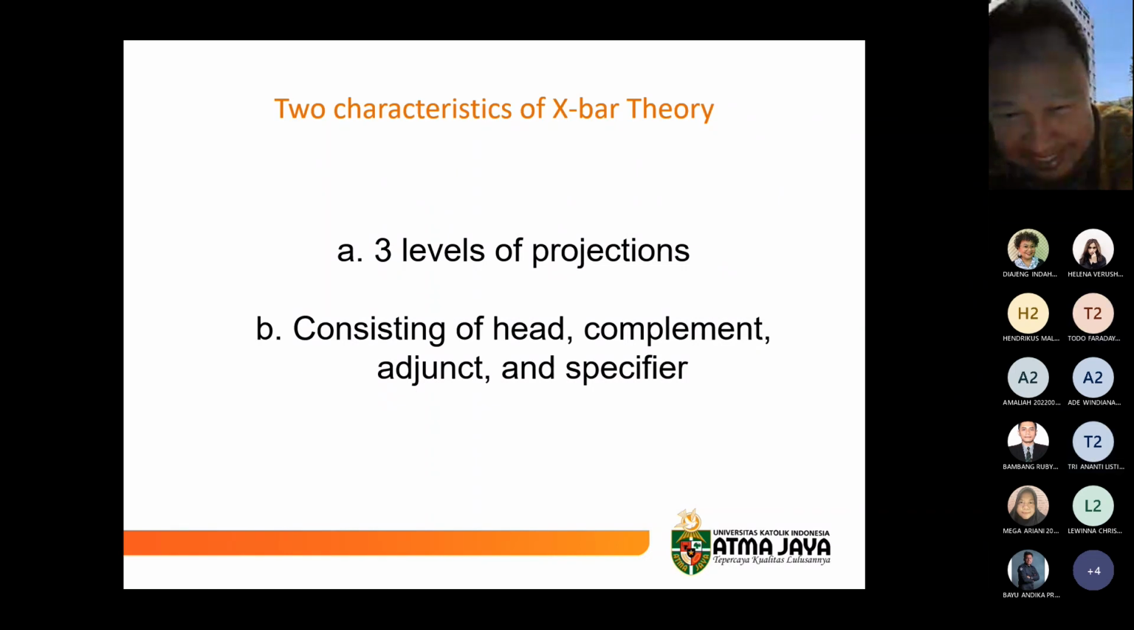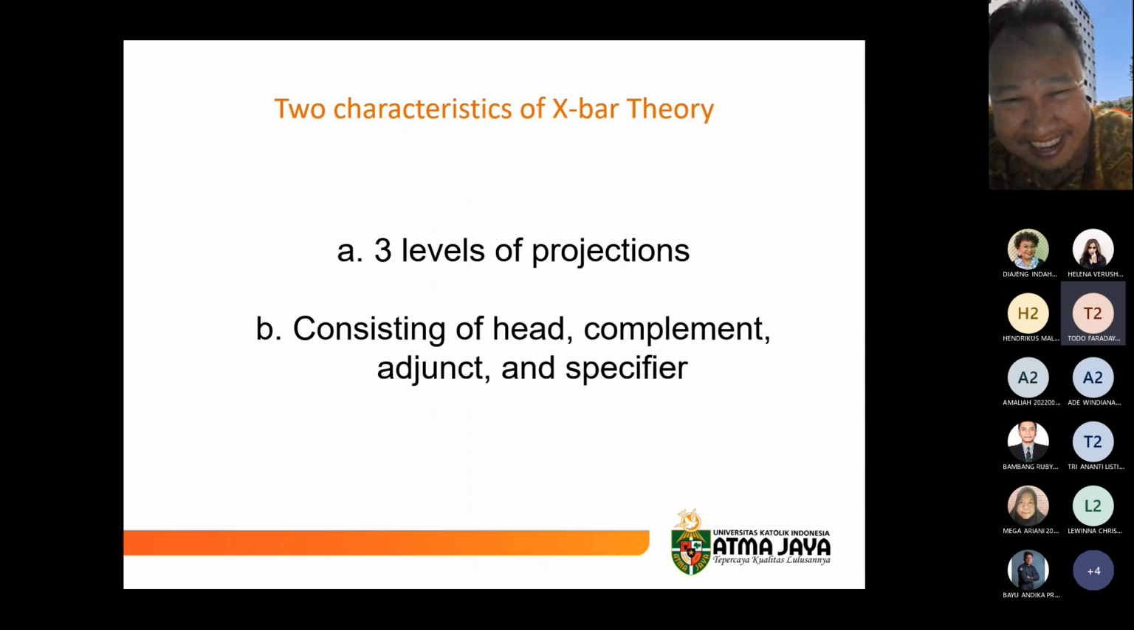The second important characteristic you must remember: whenever you form phrases and sentences in English, they must consist of these elements. The first one is called head. The second one is called complement. The next one is called adjunct, and the last one is called specifier. So these four elements must be shown on your X-bar theory trees.